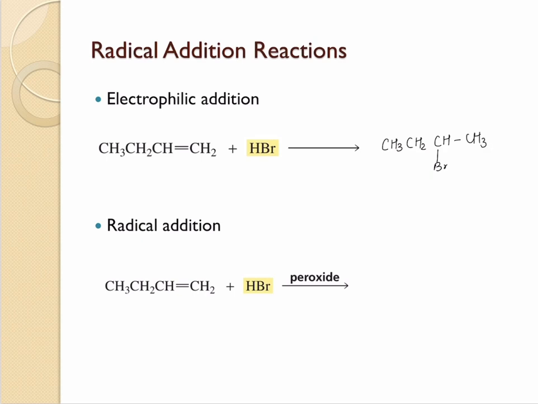Now let's say that we want to prepare 1-bromobutane. What is the best way to synthesize 1-bromobutane with the same HBr? So here in this case, we have to use peroxide. So this would be a radical addition reaction where anti-Markovnikov's rule will be followed. Okay, so the product here would be 1-bromobutane.